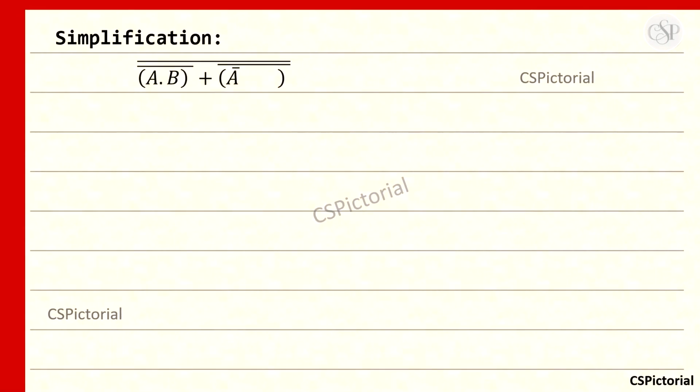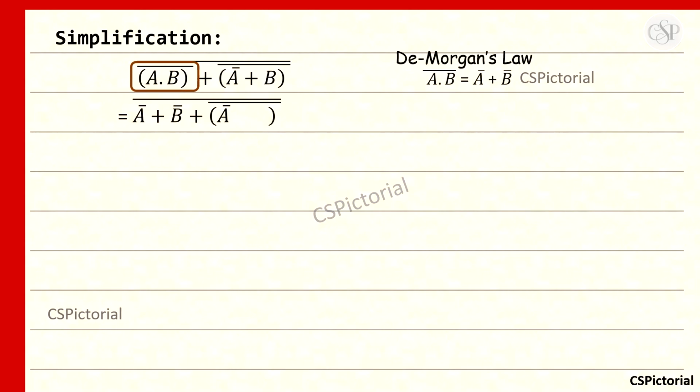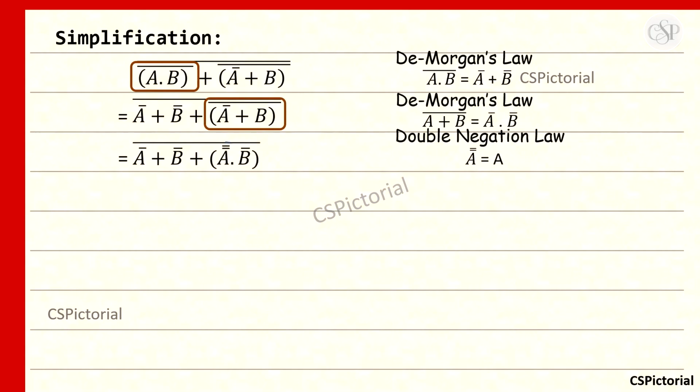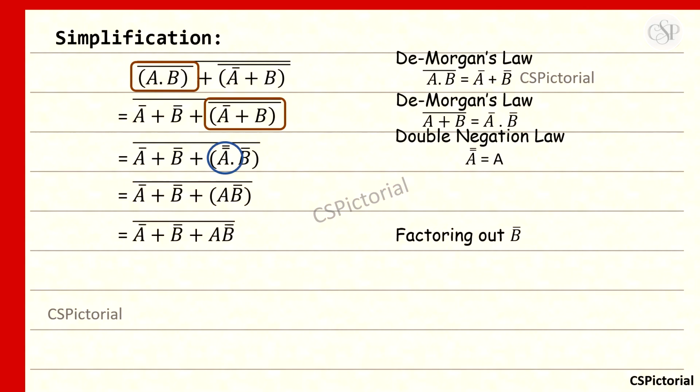Now let's simplify the expression. First, the complement terms are simplified using De Morgan's law, A dot B bar equals A bar plus B bar. Again applying De Morgan's law, A plus B bar equals A bar dot B bar, to A bar plus B the whole bar makes the expression A double bar dot B bar. Do not forget to include the whole bar, we have not yet reduced it.